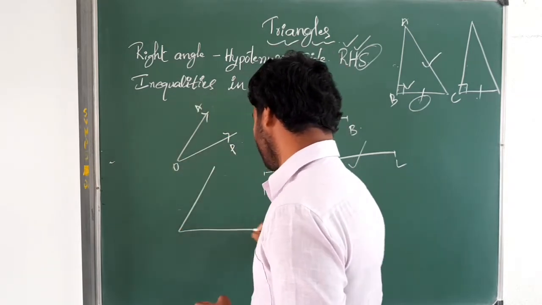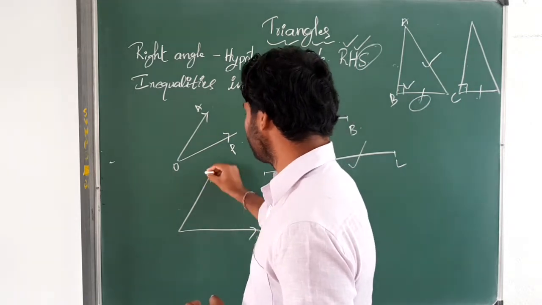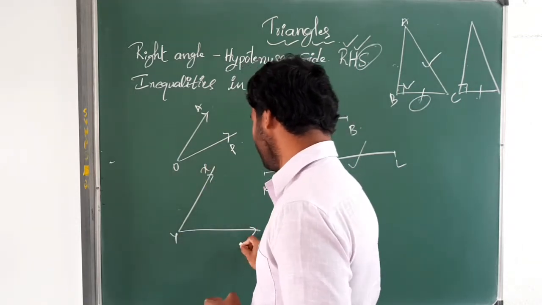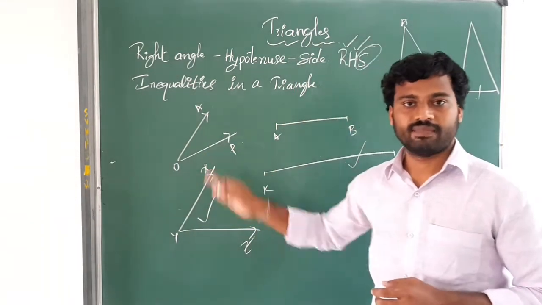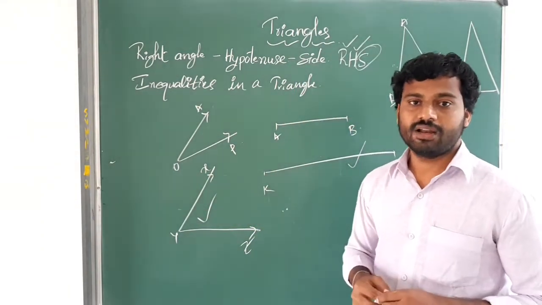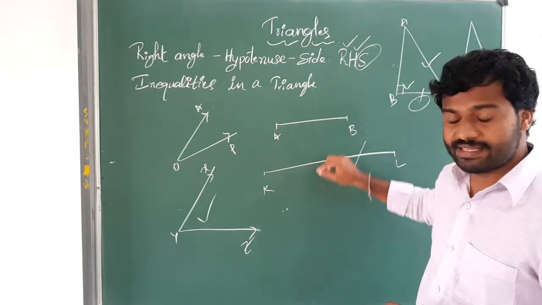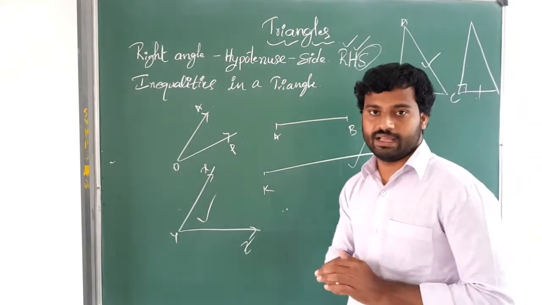AOP, now suppose X, Y, Z, this angle is greater than this one. Clearly it is visible. Clear or not? So this is on line segments and a particular angle.